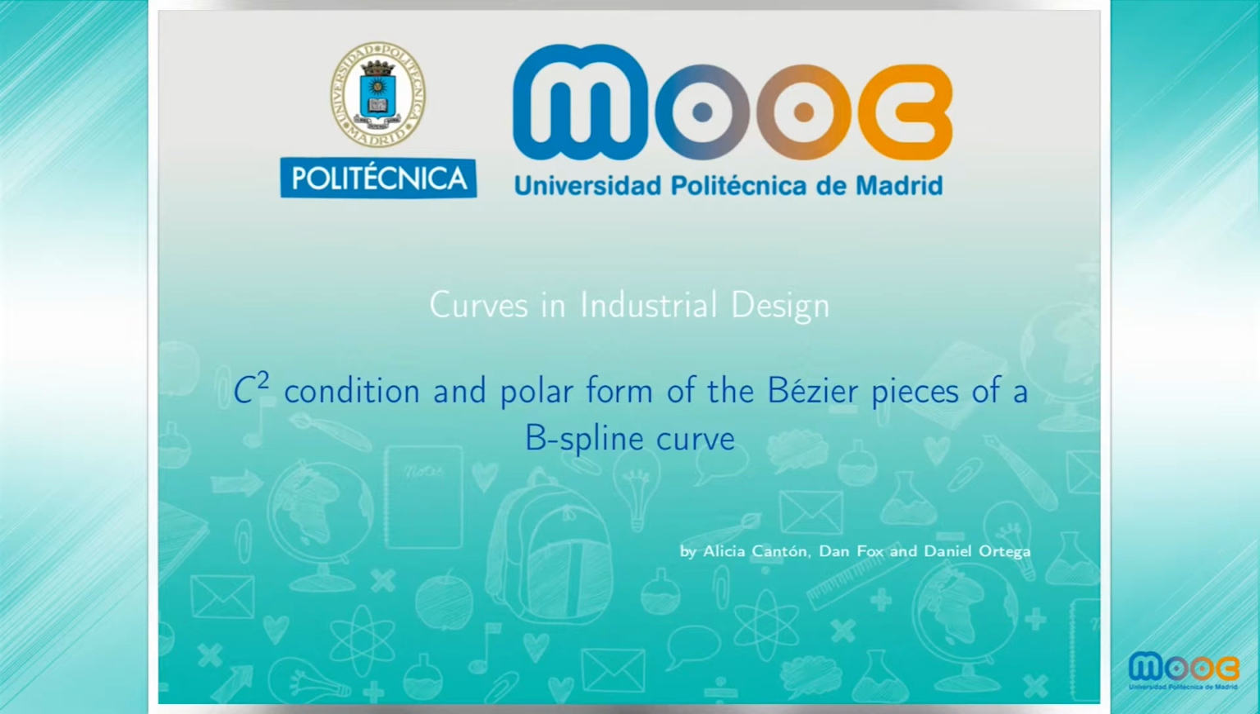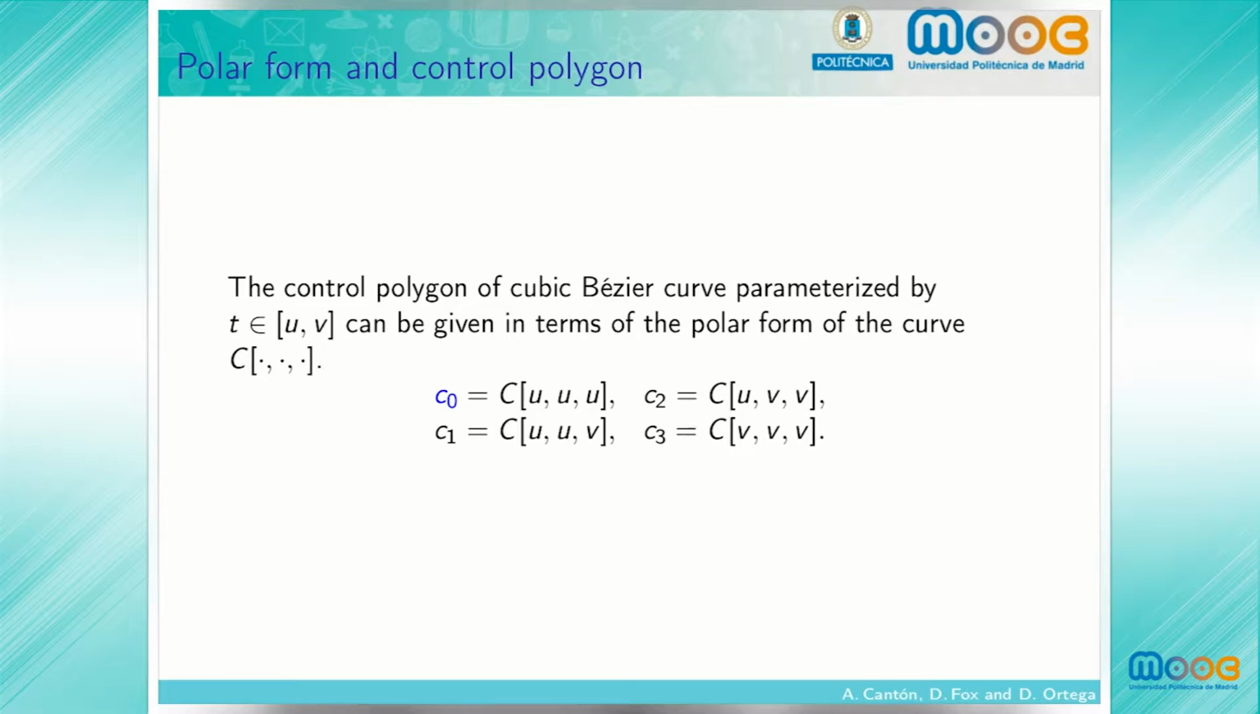Curves in industrial design. C2 condition and polar form of the Bezier pieces of a B-spline curve. The control polygon of a cubic Bezier curve parameterized by t between u and v can be given in terms of the polar form of the curve. The first control vertex is the polar form evaluated at u 3 times, where u is the left end of the time interval. The second control vertex, C1, is obtained by evaluating the polar form at u twice and v once, where v is the right end of the time interval.